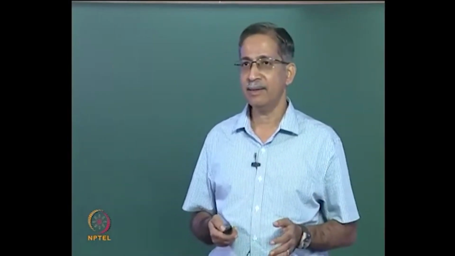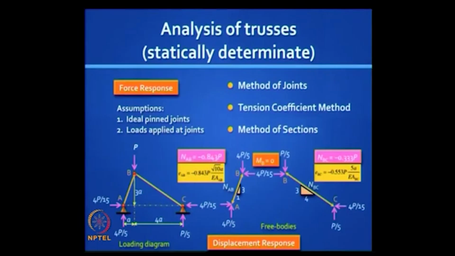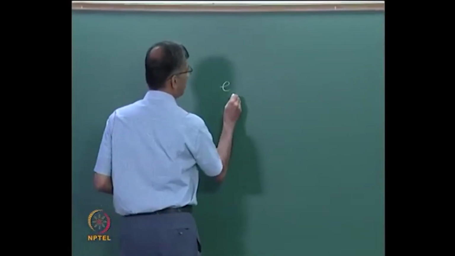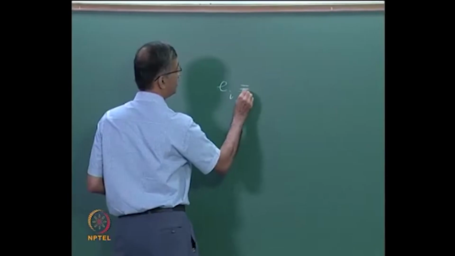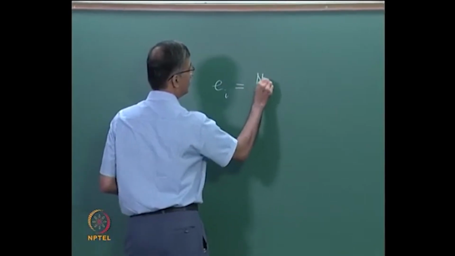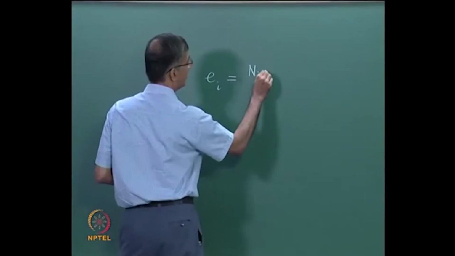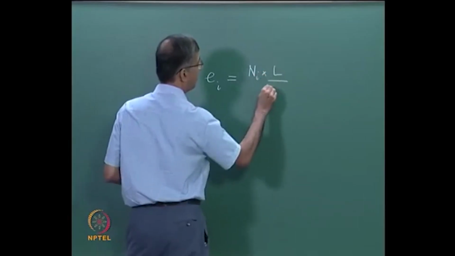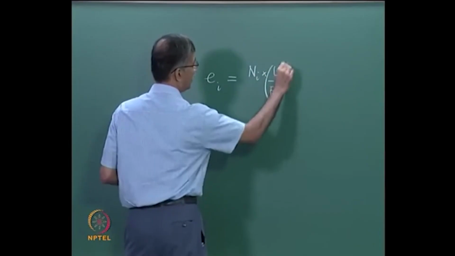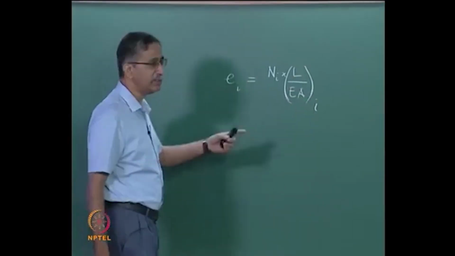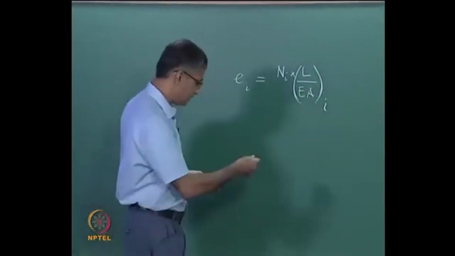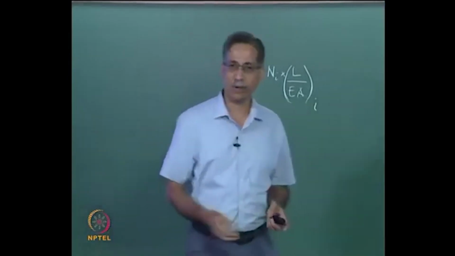And what is the relationship between the axial force and the elongation? Elongation is equal to what? PL by AE. So the elongation in the ith bar will be equal to the axial force in that bar multiplied by the length and divided by the axial rigidity of that bar. So this follows directly from Hooke's law.